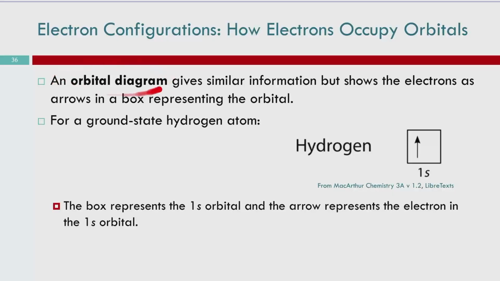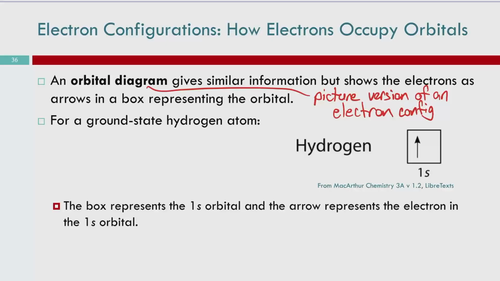We can also draw out an orbital diagram. This is a picture version of an electron configuration. We will have to do electron configurations and orbital diagrams. So where are the electrons is what we're doing with an electron configuration. How are they laid out? Our orbital diagram is the picture version of where are the electrons, how are they laid out. It provides a little bit more information.